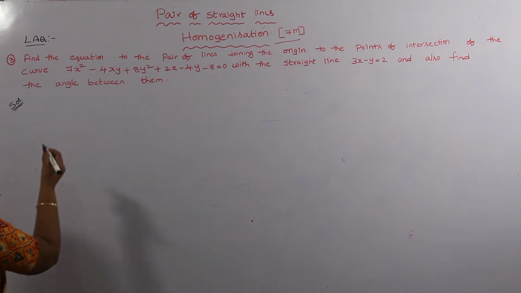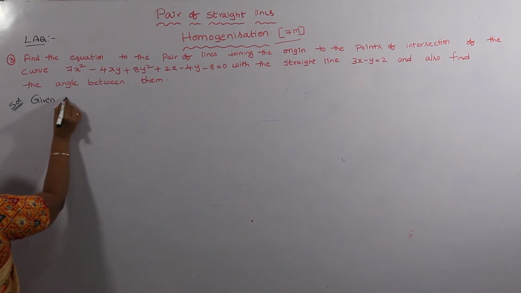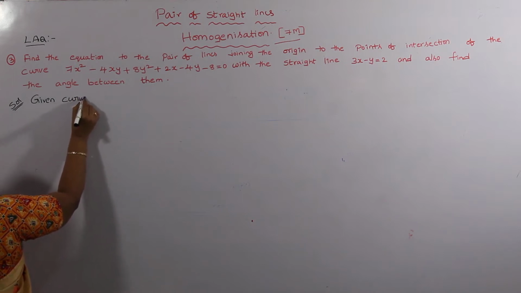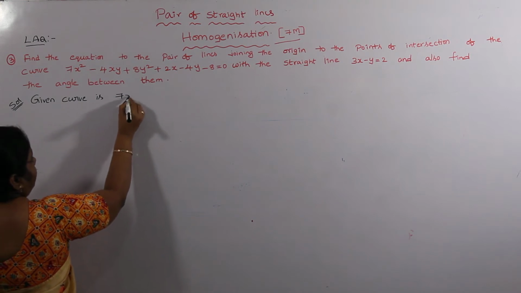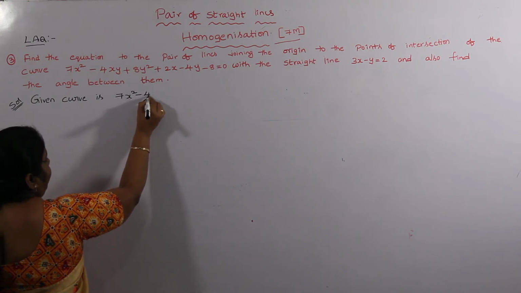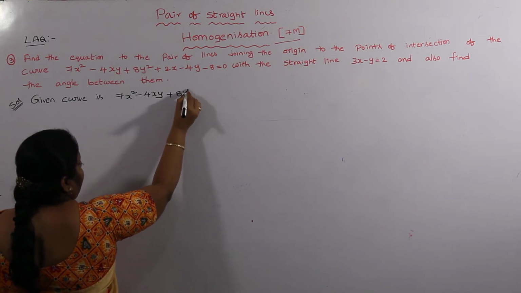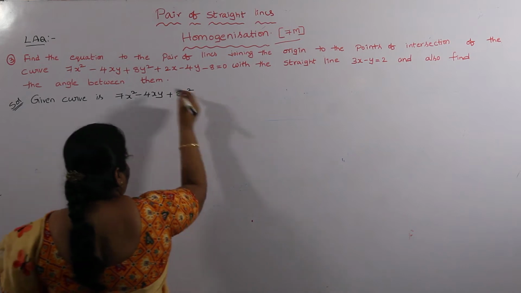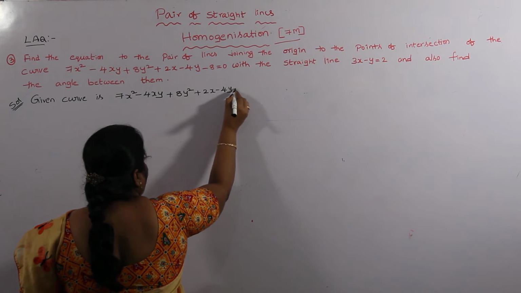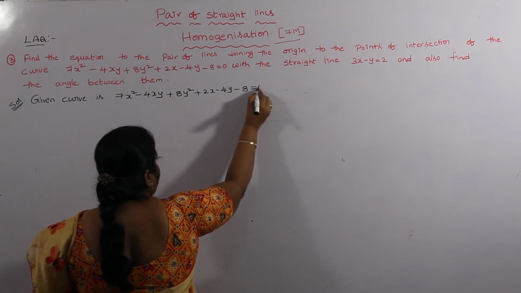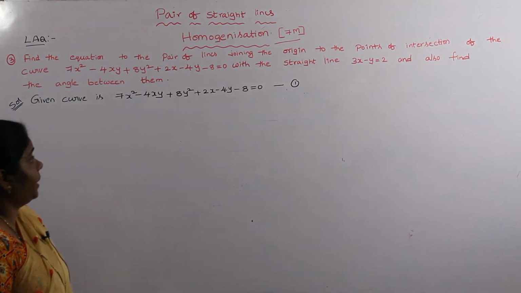First, I am taking the given curve. Here, the given curve is 7x square minus 4xy plus 8y square plus 2x minus 4y minus 8 equal to 0. This is equation 1. This equation is taken as 1.